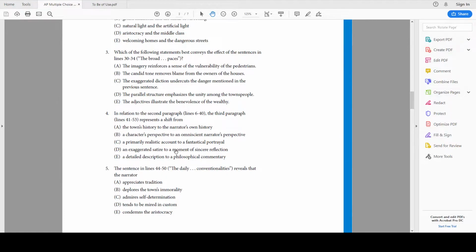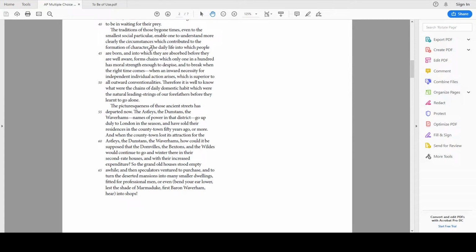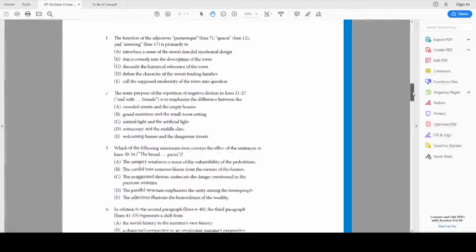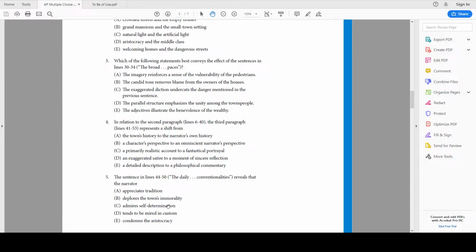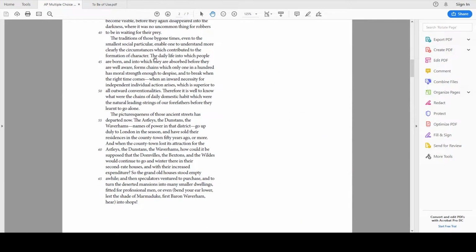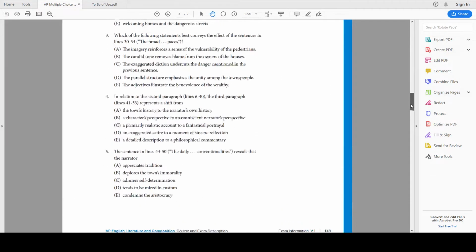Okay. Reveals that the narrator appreciates tradition. No, this seems to be talking about breaking out of the chains of daily life. That's probably not something to do with tradition. Deplores the town's immorality. Well, this isn't really about the town. This is kind of just a philosophical diatribe about something else. Admires self-determination. Boy, that sounds good. Forming chains which only one in a hundred has moral strength enough to despise and break when the right time comes, when an inward necessity for independent individual action arises. Sounds like C is the right answer.